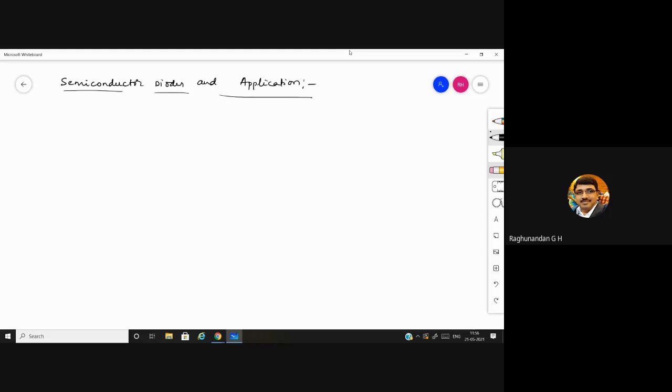Of diode. Then we have rectifiers as one application, and we have regulators, LEDs, and photocouplers. These are the different applications which we are going to study in this particular chapter. So in this, the first thing is the PN junction.